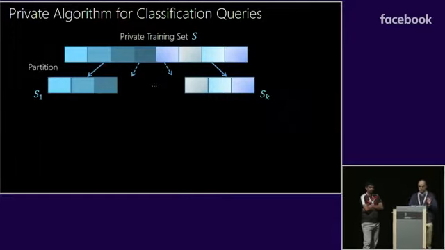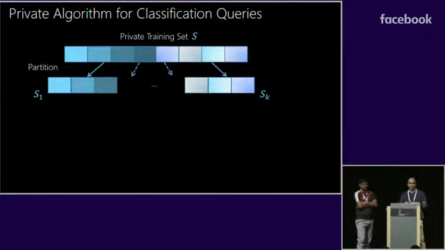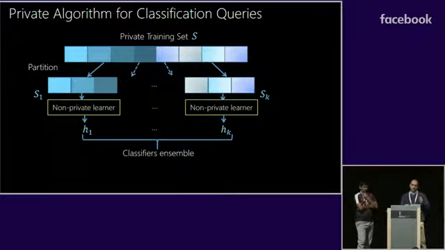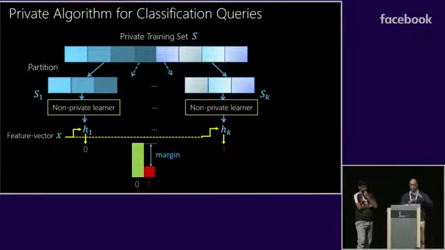The first step in this algorithm is to partition the private training set into k disjoint parts of equal size, and then use each part to train your favorite non-private learning algorithm. And hence, we end up with an ensemble of k classifiers. Now, as you would expect, for every queried feature vector, we obtain the votes of those classifiers on this feature vector, and then compute the margin between the count of 1 votes and the count of 0 votes.